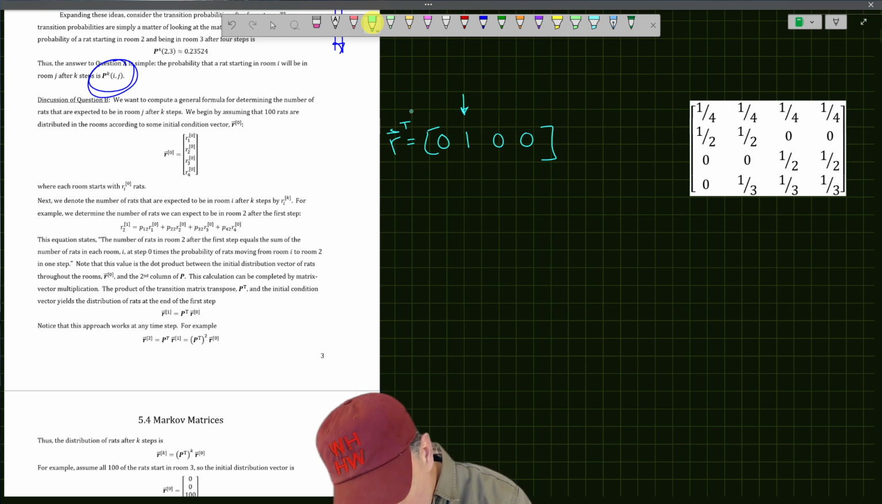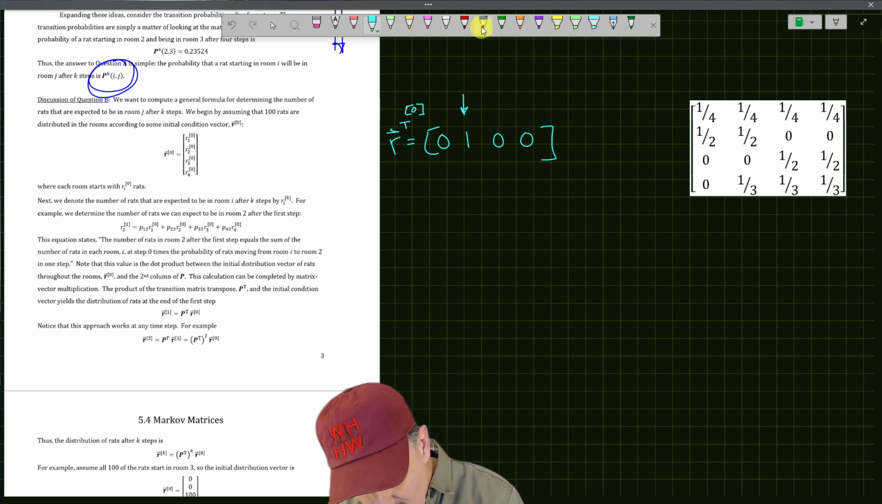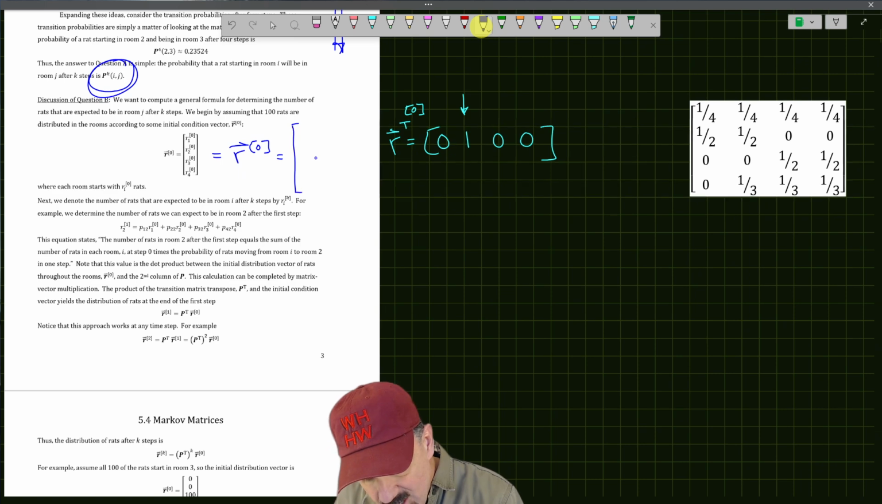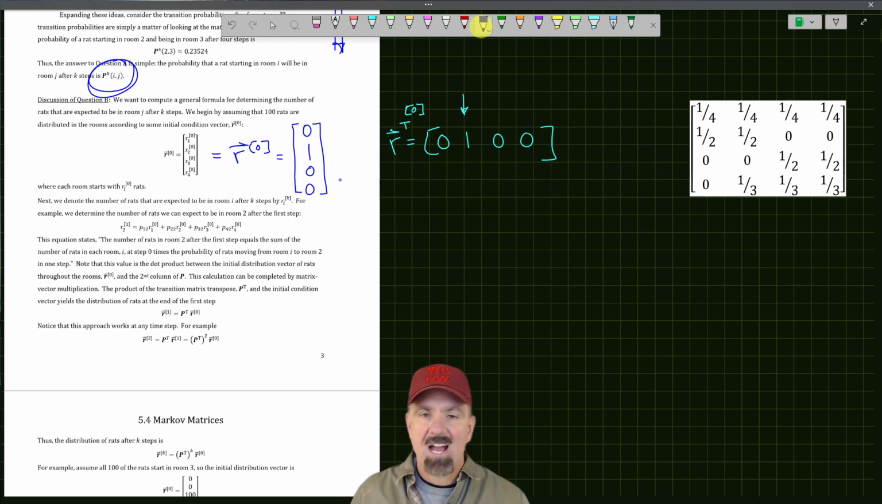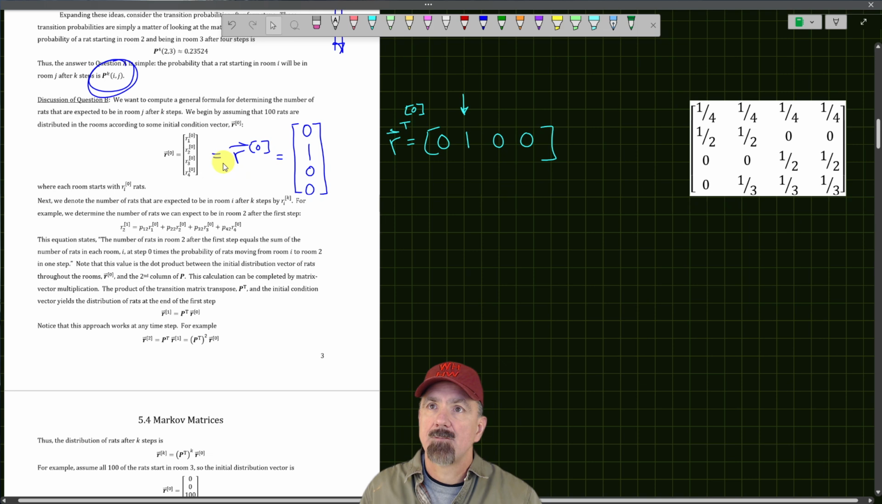Then I use square brackets here to say what step it's at. Step 0 is the initial step. What you see written here is R at 0, and then whatever the initial distribution is, in this case 0, 1, 0, 0. That's how we represent where the rats are in the process, and of course, it's whatever items are in our system that we're modeling with Markov.